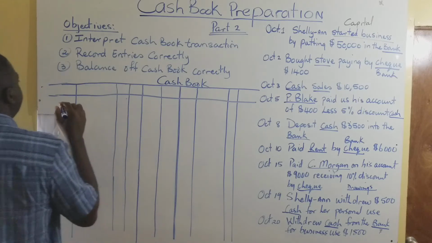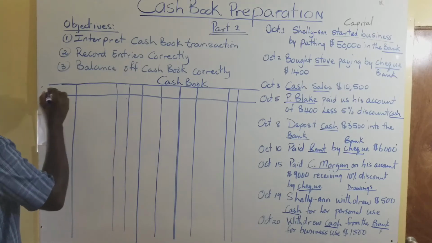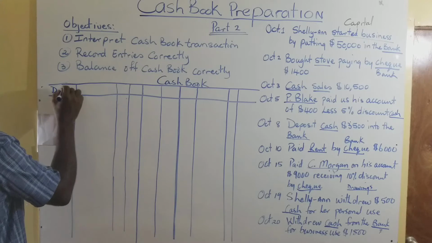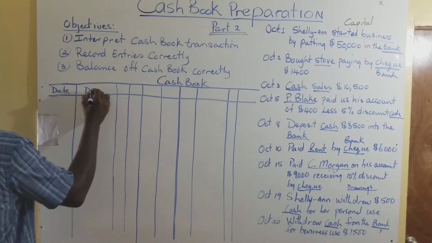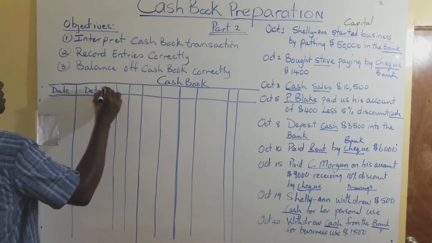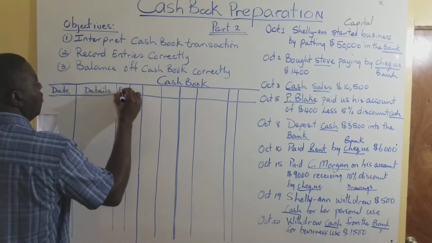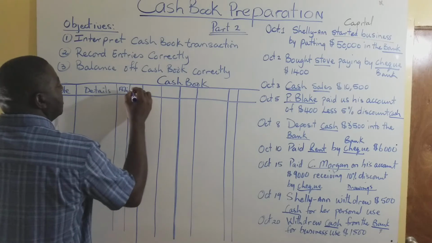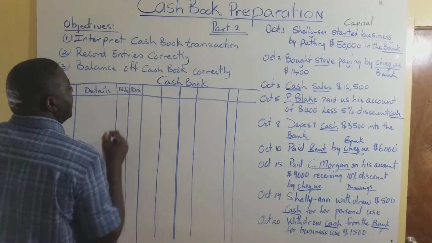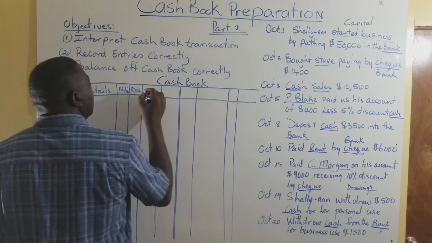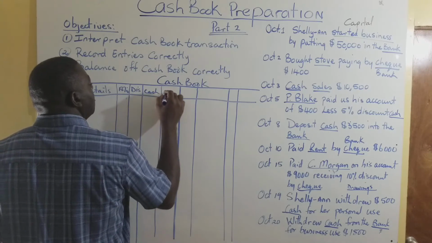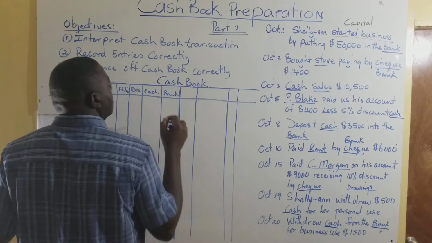And we are now going to be recording the headings. So this is date. Here is referred to as the details. And we have folio. This is discount. I'm using DIS for it. And we have cash account. And we have bank account column.